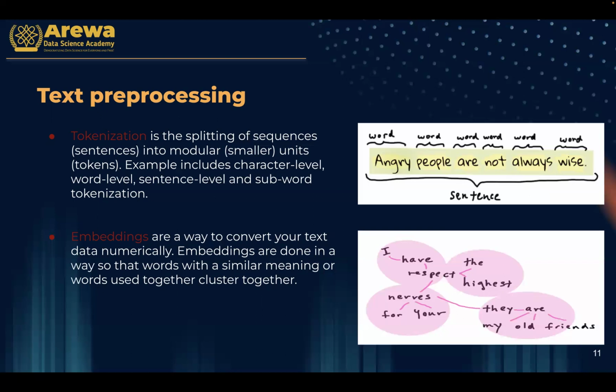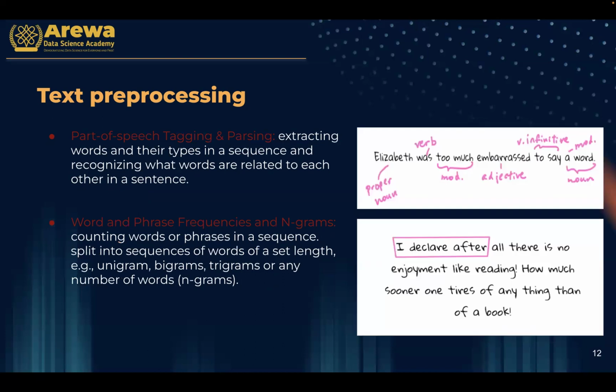So after you tokenize the text, you convert it to a numeric representation. And then there is part of speech tagging, where you want to know what is the noun, what is the verb, how does the verb relate to the noun, what is the adjective, and which adjective qualifies which noun. So that's why I said these are part of the pre-processing or common tasks done in NLP for several NLP subfields. You extract the words and their types in a sequence and recognize what words are related to each other in a sentence.